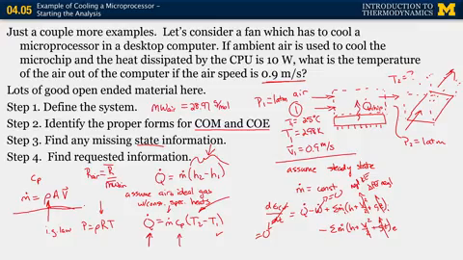And we'll see how close your numbers come to the numbers I calculated next time. Thank you.